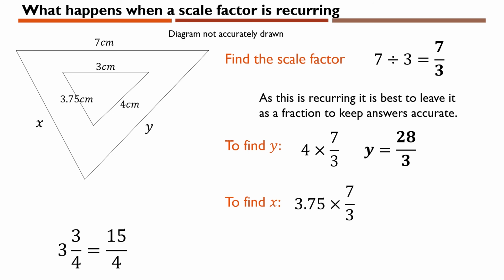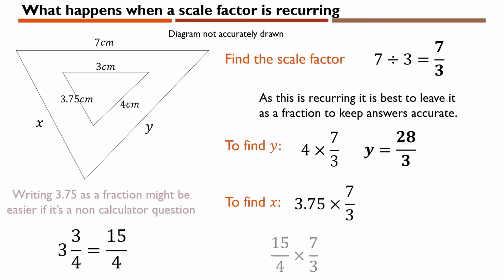And then I've changed it to an improper fraction by doing 4 times 3, which is 12, add the 3, which is 15 at the top, and then leave the 4 at the bottom. And then when I've got that, I can do the timesing together of the fractions, top times top, bottom times bottom, simplify it, and then you end up with 35 over 4, or 8.75 if you want to change it to a decimal, or if you wanted to change it to a mixed number, you could do that as well. So that's what you would do if you had a slightly interesting or tricky scale factor.